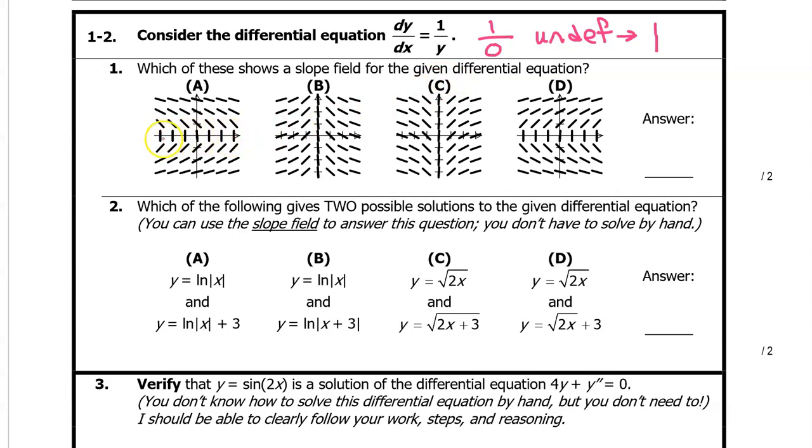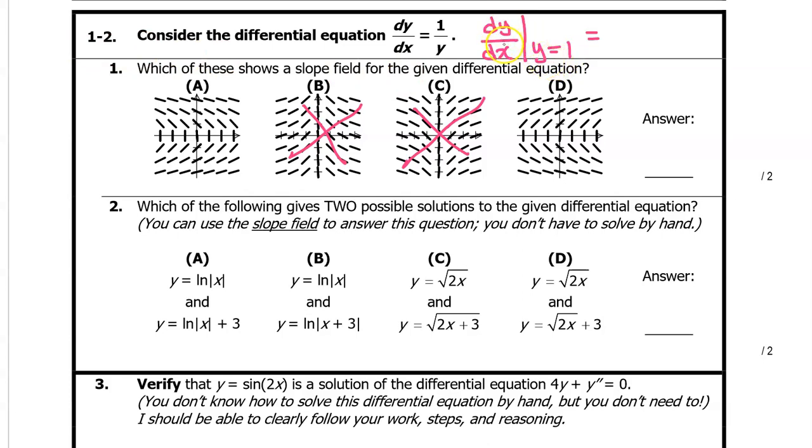So I'm looking at the x-axis. For option A, I see vertical slopes, so that one's okay. There are no vertical slopes on option B, so that's out. No vertical slopes here, that's out. D has it, so we've narrowed it down to A and D. Let's do another test value.